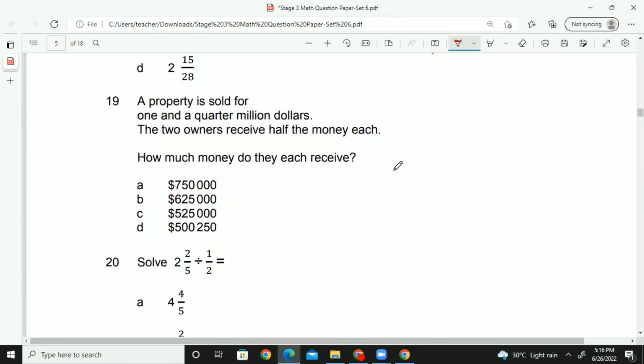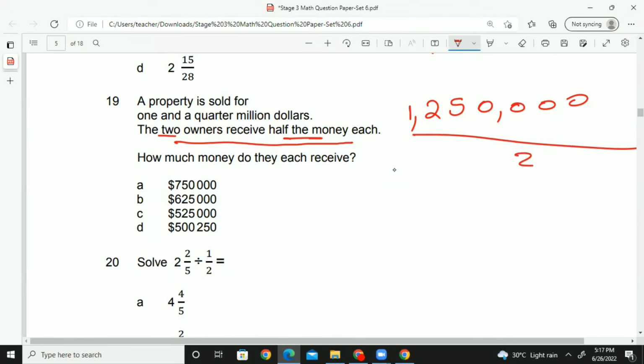You work again. A property is sold for $1.25 million. So we want to know, how do we represent $1.25 million? So $1.25 million is 1,250,000. All right. The 2 owners receive half. All right. How much will each get? We want to divide this by 2.